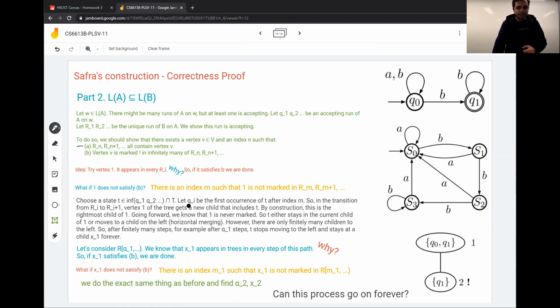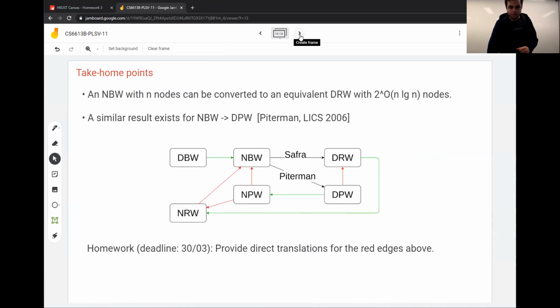And again, I can just repeat this whole process. If X1 satisfies condition B, then I'm done. If X1 does not satisfy condition B, I can do all of this again and now find a child of X1 that has the same situation. But I can't do this forever. Why? Because my Safra tree is finite. So there is at the end one point where I can't do this anymore, and then condition B is satisfied. And so I proved that the word W is also in the language of B. So the language of A is a subset of the language of B. Okay, this was the proof.